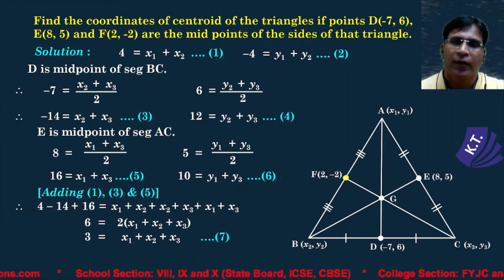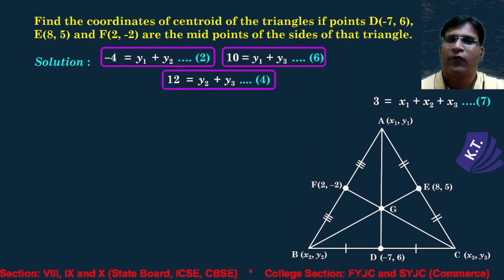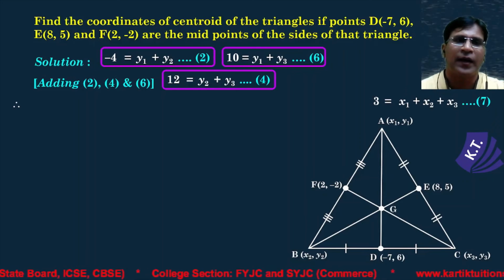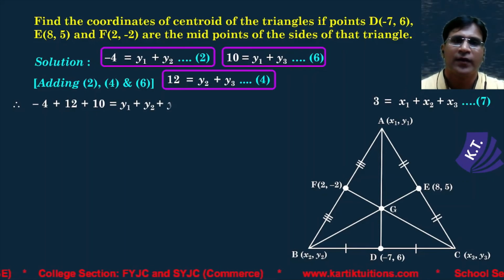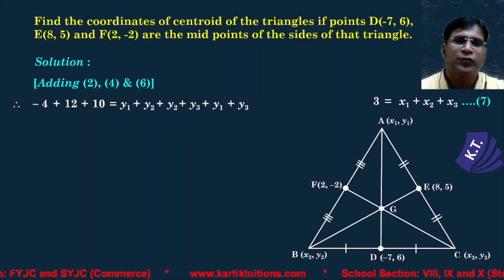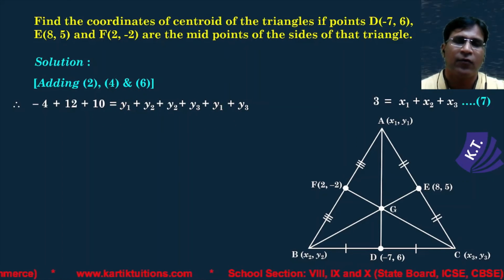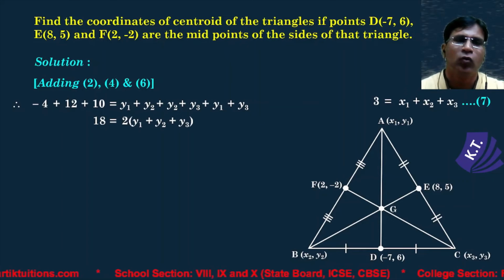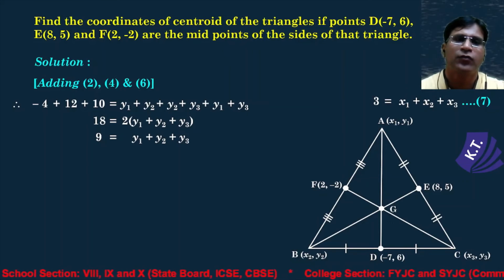I hope you have understood till here. Now same way, observe the equations 2, 4 and 6. देखो सब में y coordinates है. So let us add equations 2, 4 and 6. Now when we do that, we get minus 4 plus 12 plus 10 is equals to y1 plus y2 plus y2 plus y3 plus y1 plus y3. Now minus 4 plus 12 gives us 8, 8 plus 10 gives us 18. अच्छा चेक करो, y1 दो बार आया, y2 दो बार आया, y3 दो बार आया. So we can write this as 18 is equals to 2 into (y1 plus y2 plus y3). Now you can divide throughout by 2, so you get 9 is equals to y1 plus y2 plus y3.